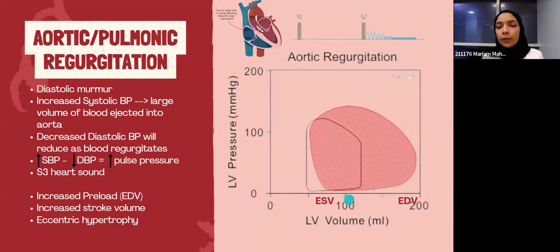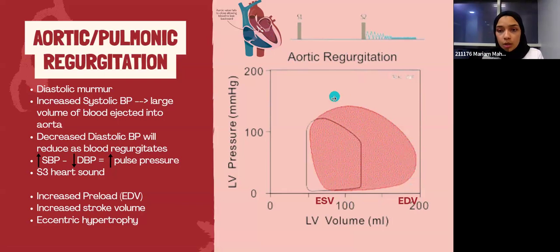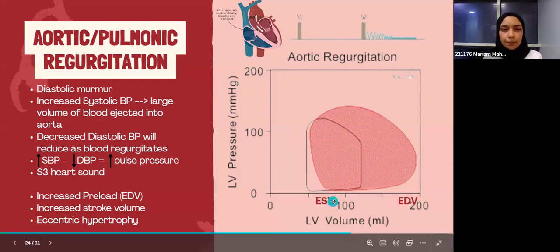Okay, and then the ventricle will push. So basically, when the ventricle pushes the blood to the aorta, some of the blood will come back. So this is why there is a decreased diastolic blood pressure. So here the blood will come back to the ventricle. It will cause an increased end systolic volume.